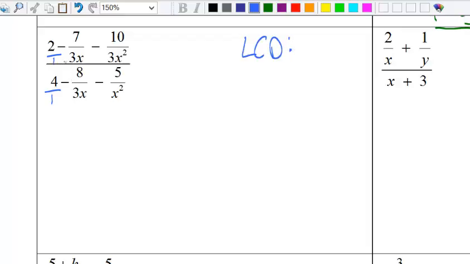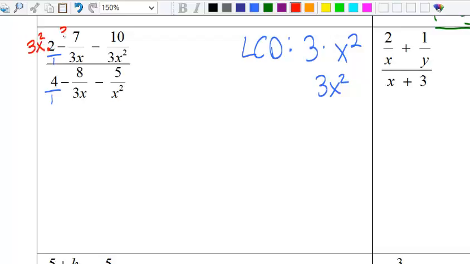So the LCD between 1, 3x, 3x squared, 1, 3x, and x squared, it looks like the unique factors are 3 and x. The highest degree 3 is ever raised to is 1, and the highest degree x is ever raised to is 2, so that gets me 3x squared. Now I am going to multiply 3x squared to every single numerator, including the whole number 2 and the whole number 4.